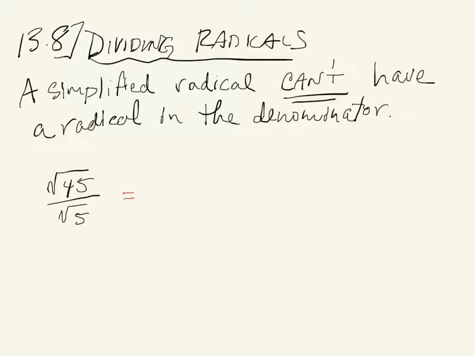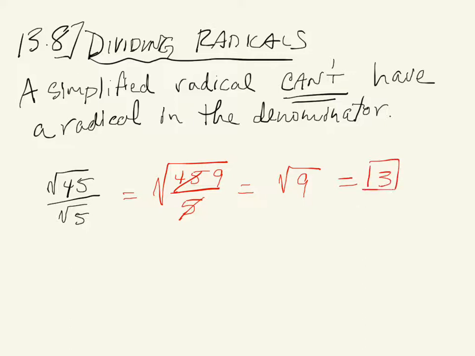It's kind of interesting because just like when you multiply, you can put them together or separate them, you can do the same thing with dividing radicals. You can put them over the top of each other. Once you do that, you can simplify the fraction inside the radical sign. So 5 goes into 45 9 times. So basically what we have is the root of 9 over 1, which is the root of 9. And the root of 9 is 3.